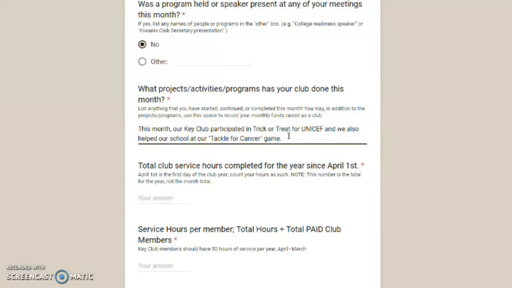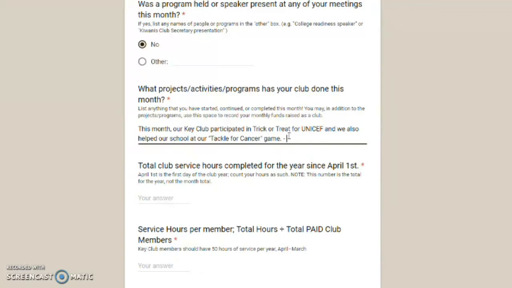So another reason why this box is so useful is you as a secretary at the end of the year are supposed to fill out an annual achievement report. What you can do is, like for this Tackle for Cancer game, it was a fundraiser for, I believe, the Pennies for Patients program. So what you can do is you can write down how much money you raised.